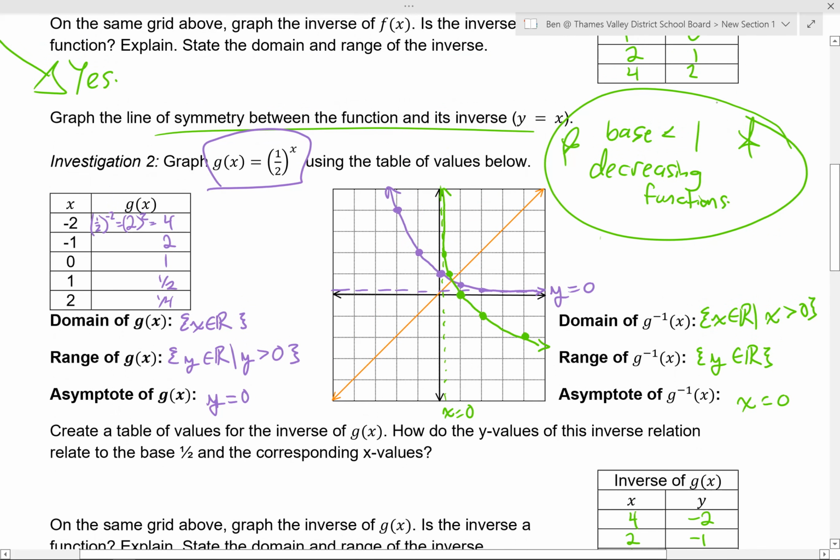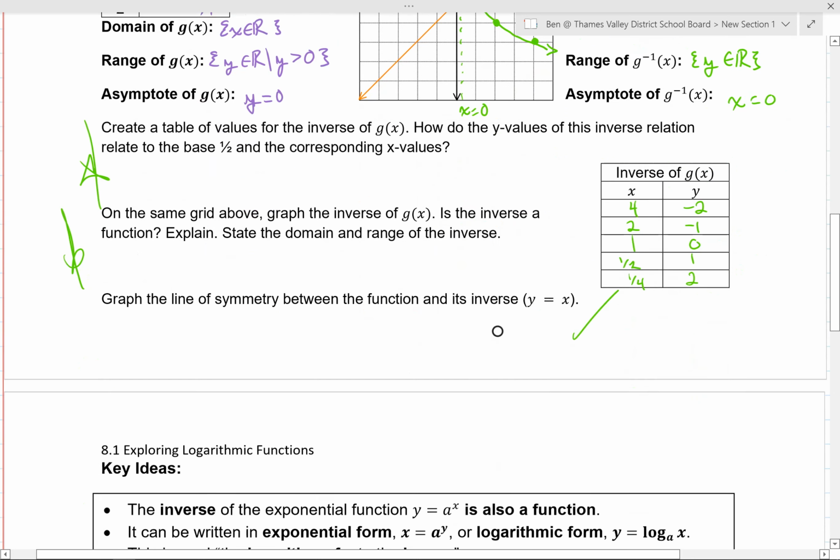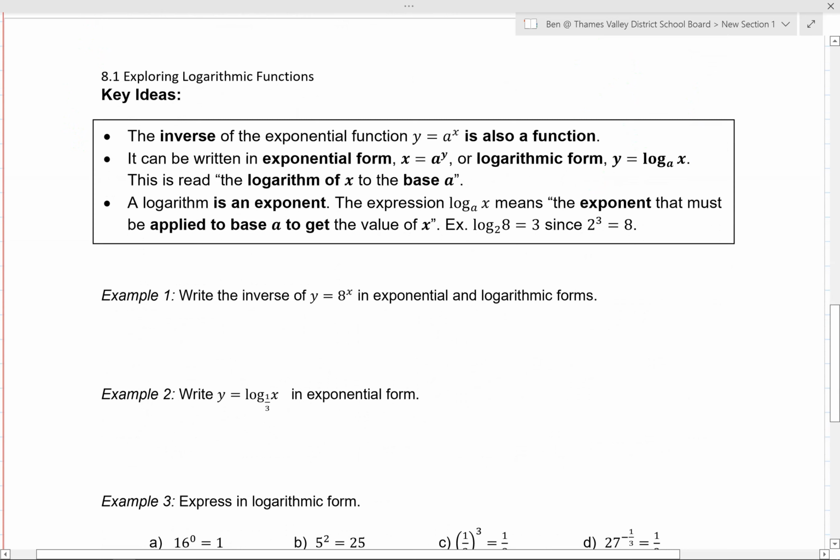Okay, so we created the values. How did the y values? You know what? I will leave it to you to handle the problems like this. Whoops, we already did the last part. Try and explain those, and then we'll get into our key ideas.